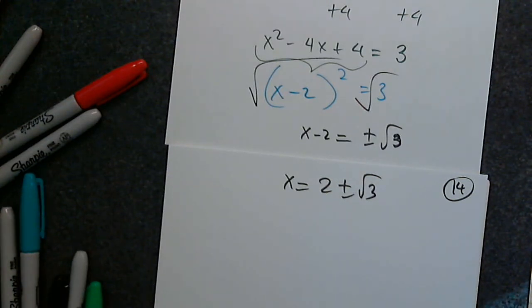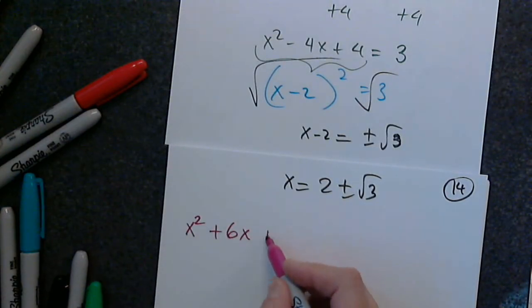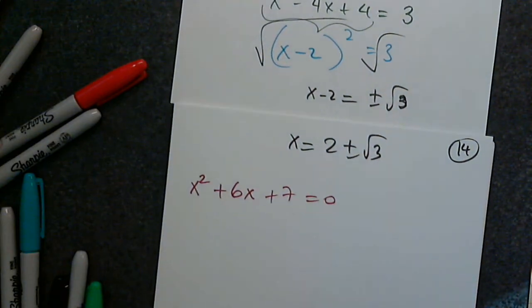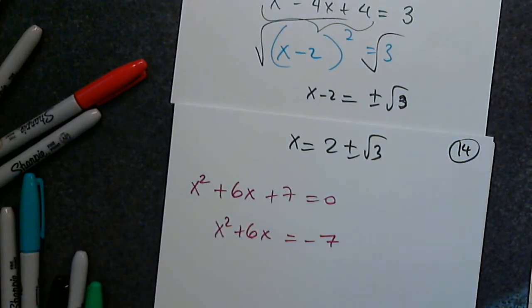Okay, let's take a look at another. Let's say x squared plus 6x plus 7 equals 0. First step. I agree. X squared plus 6x equals negative 7. Very good. Middle coefficient. Divide that by 2. Square that number. Very good. That's it.